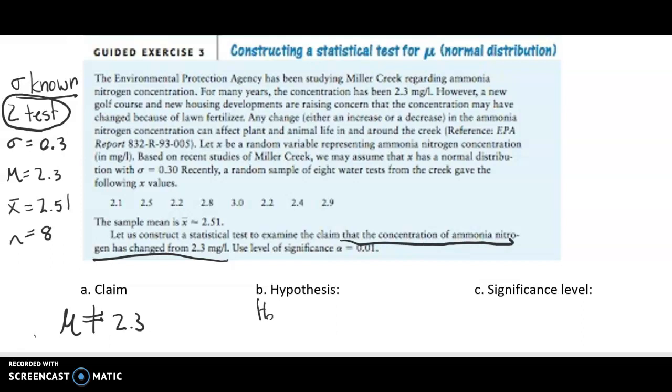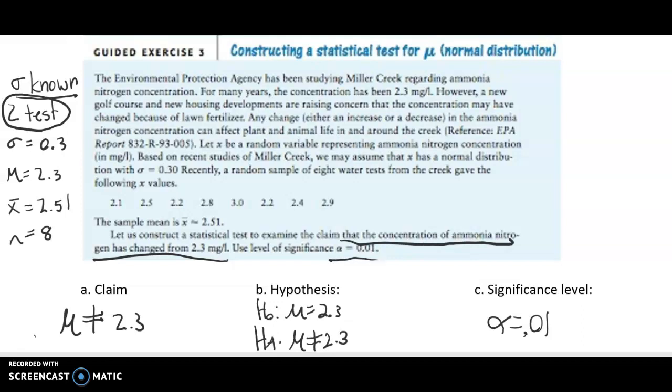Our null hypothesis always has an equal to sign, so we'll say mu equals 2.3. And since our claim does not include equality, because not equal to is not equality, we can say our alternative hypothesis is the same as the claim. So our alternative hypothesis is mu is not equal to 2.3. So we can expect a two-tailed test here. And we know that alpha equals 0.01 because it's given to us at the very end of the prompt.